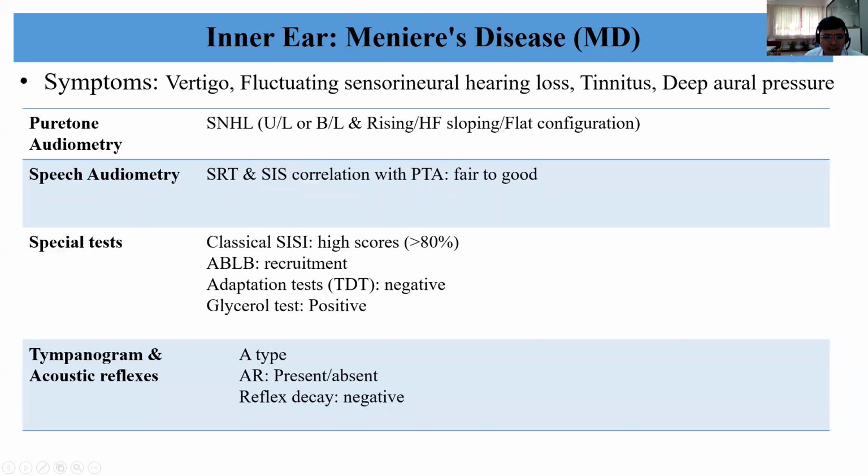Tympanogram, most often it is A-type, and acoustic reflex may be present or absent depending upon the degree of hearing loss. And reflex decay, when it is done, shows negative findings in Meniere's disease.